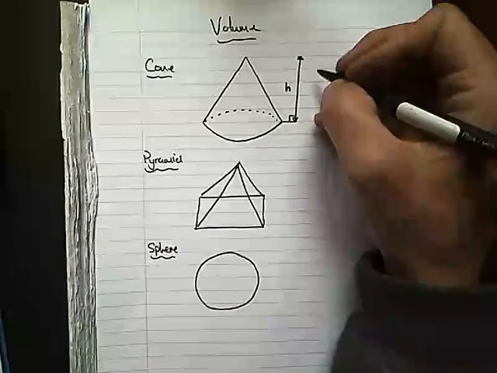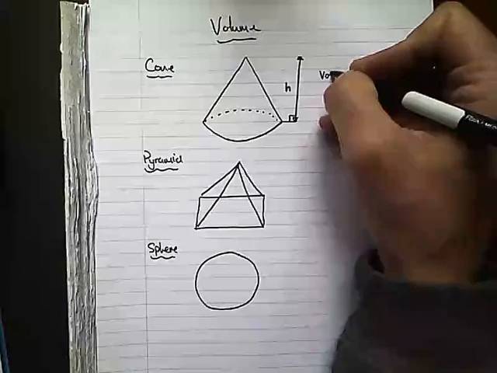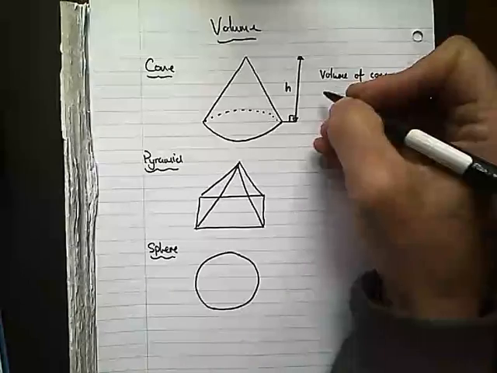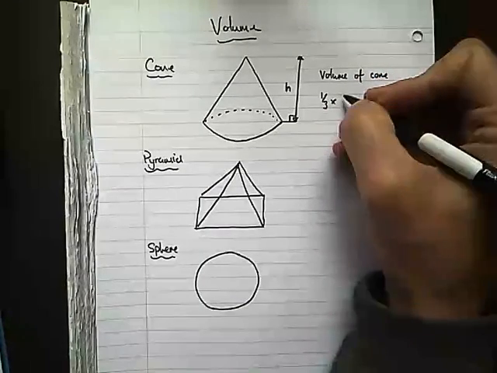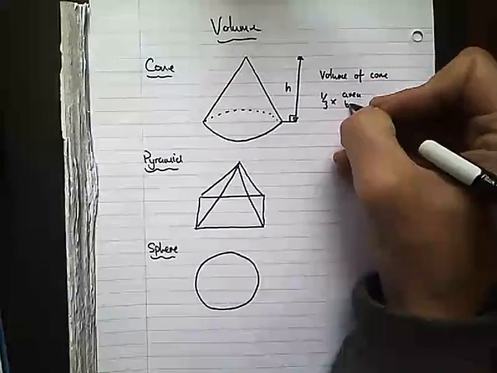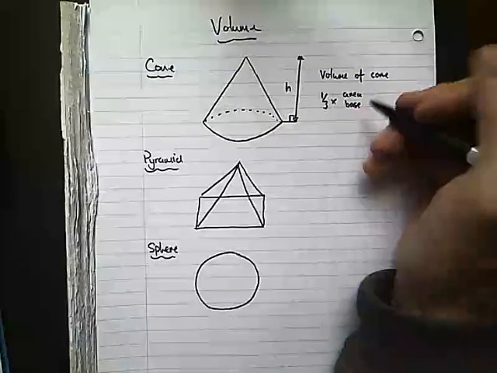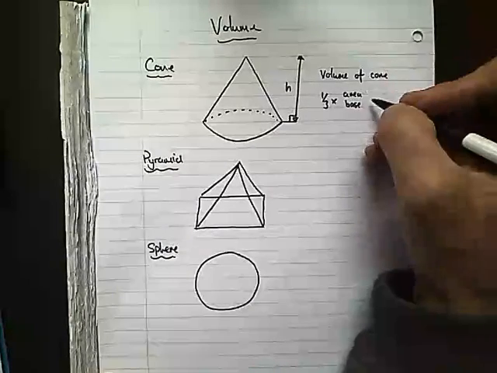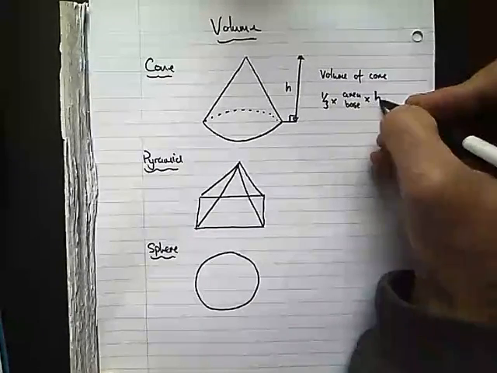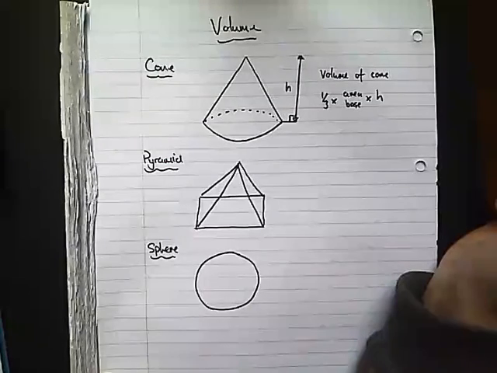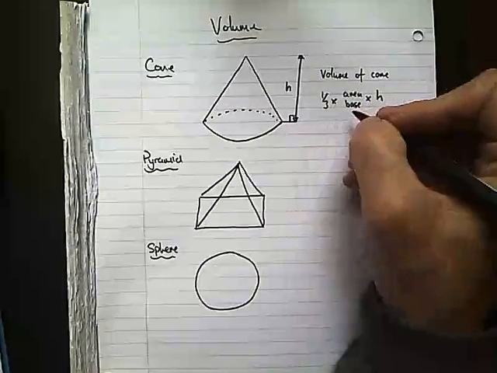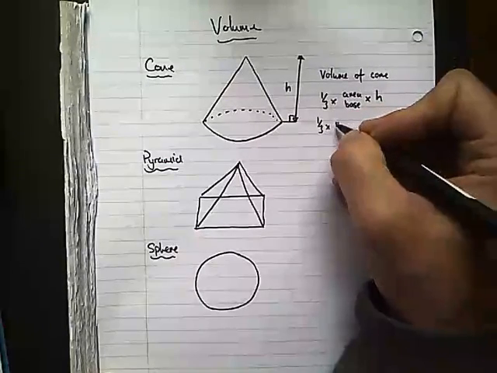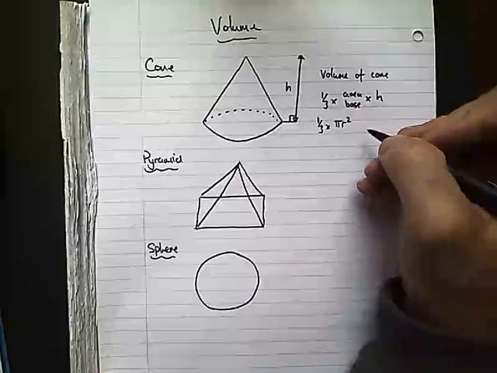Then the formula for the volume of a cone is 1/3 times the area of the base. Depending on the size of this base, and because it's a circle, there is a formula for that, times by the height, and that's it. That's all you need to remember. As it's a circular base, in this case, it's 1/3 times pi r squared, because that's the formula for the area of a circle, times the height.